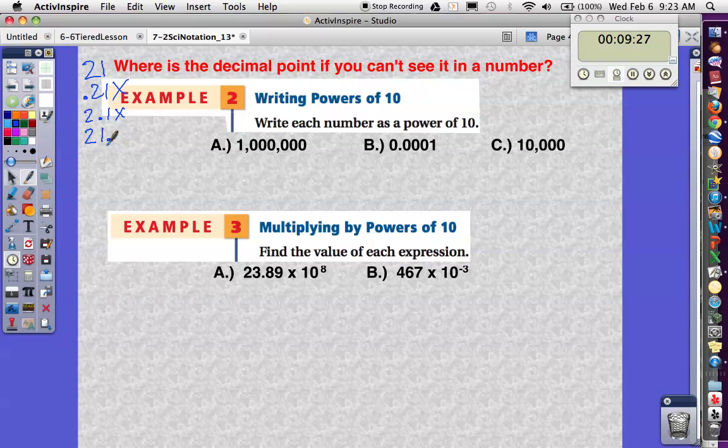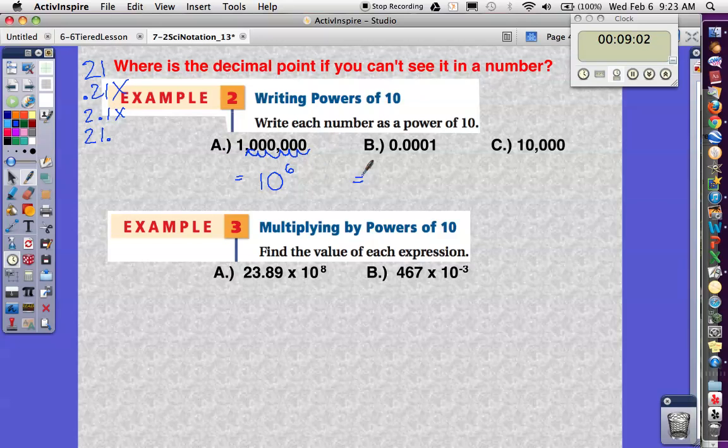Instead of being given the power of 10, you could be given the number in standard form and you need to write it as a power of 10. Remember, you're starting with 1. So how many places would you be moving it to get to the 1? We would have 1, 2, 3, 4, 5, 6. And then remember that it's always a power of 10. We know it's a positive 6 because this is a really big number.